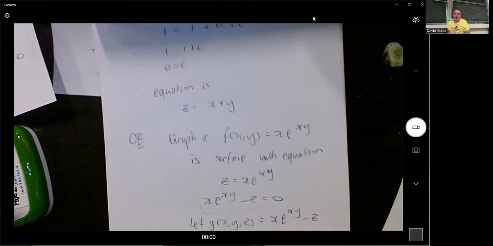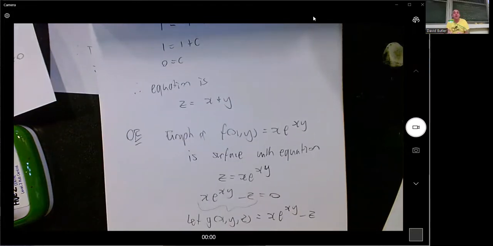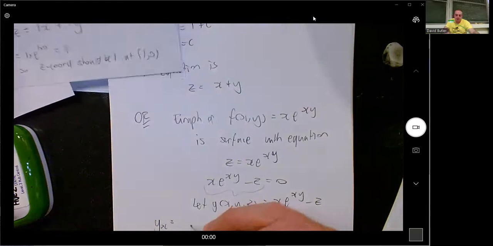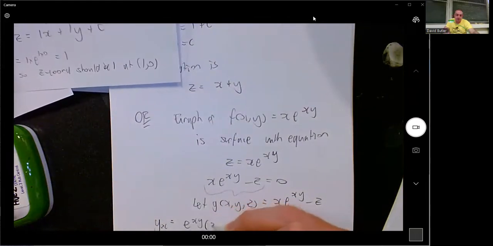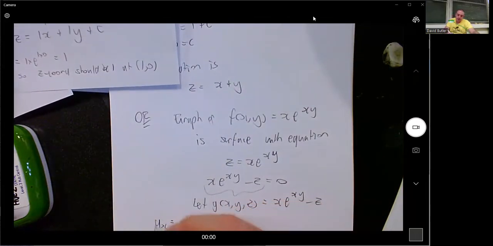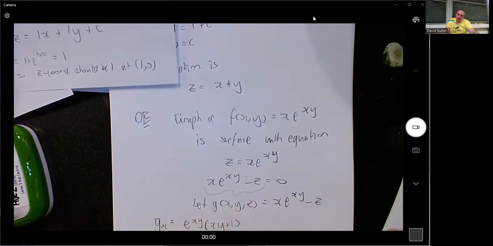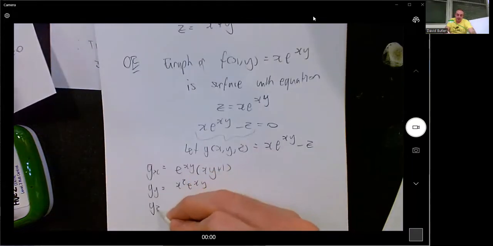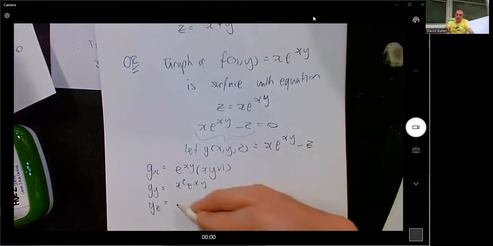And so I could have done the 3 partial derivatives, g sub x, which would have come out to the same answer as this one. And g sub y, which would have come out to this answer. And g sub z, which is -1.